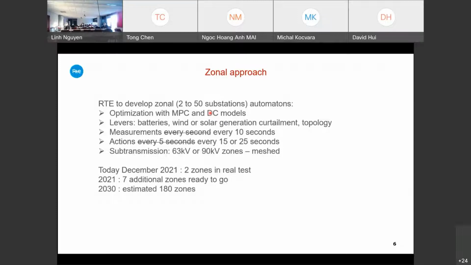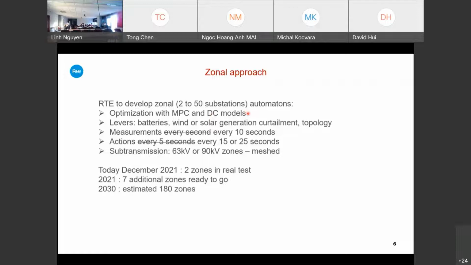And direct current approximation means this approximation is linear. So here we have a linear model in our model predictive control framework, except we will have binary variables, because when we switch off a wind farm, it's a binary variable.